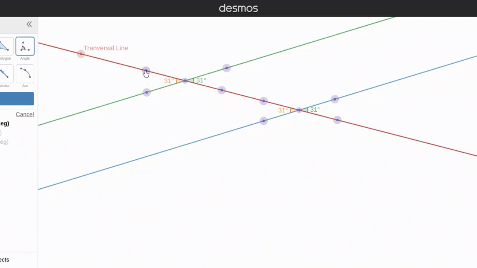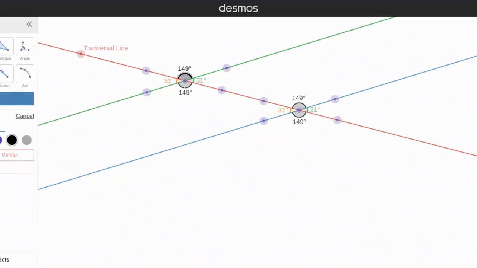Now measure the other angles. You should get 149 degrees if your picture is exactly like mine, which yours is not. But what's special about 149 and 31 degrees? That adds up to be 180, because you have to have a linear pair here.